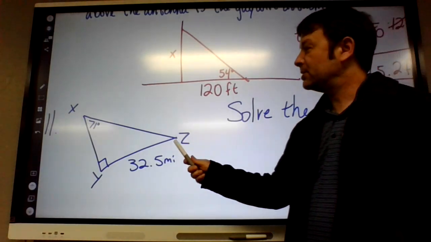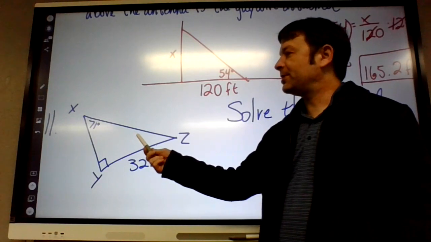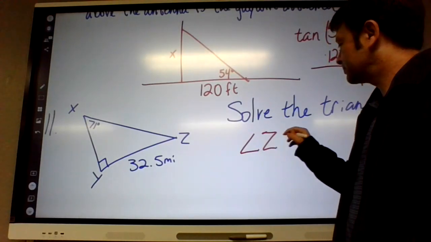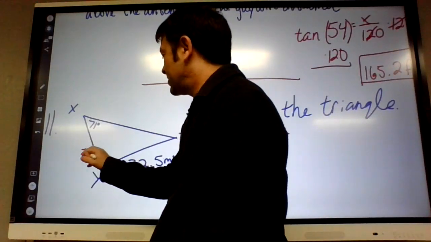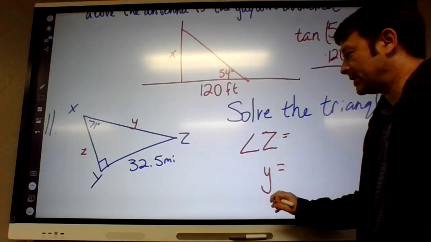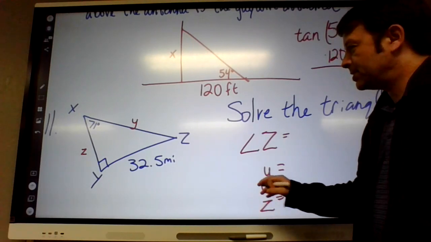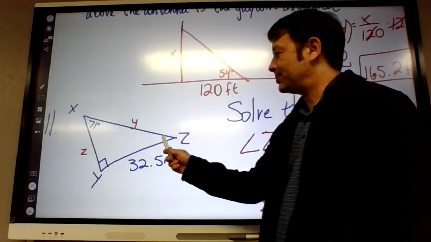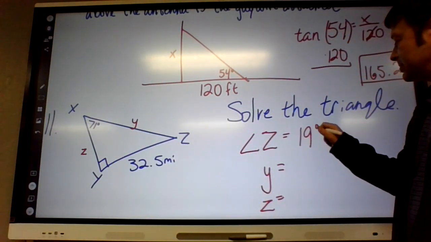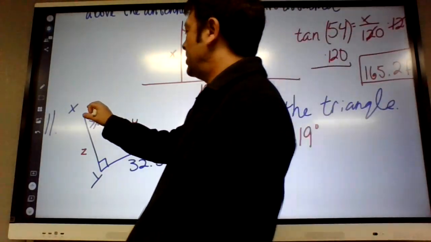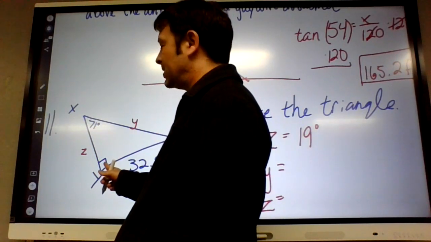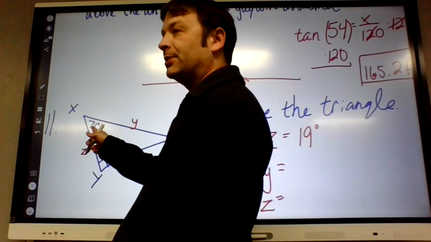Okay, so what are we missing on this problem? The angle Z. Side Y and side X. Yeah, side Z, side Y. Okay, so I guess angle Z would be the easiest, right? Because we already know this is 71 and 90, so 90 minus 71 is 19 degrees. The angles have to add up to 180, right? If you do 180 minus 90, that's 90, and 90 minus 71.